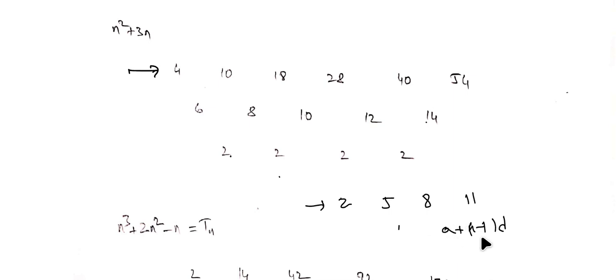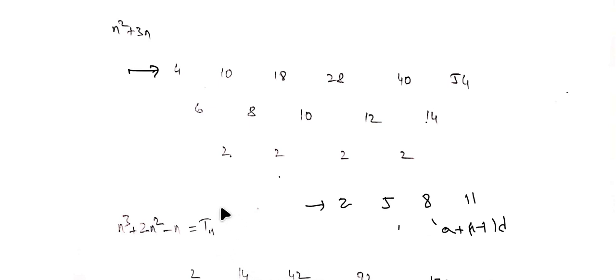The general term is in the form of a linear polynomial, a linear expression of first degree. a + (n - 1)d is nothing but some constant times n plus some constant, an + b kind of expression, right?